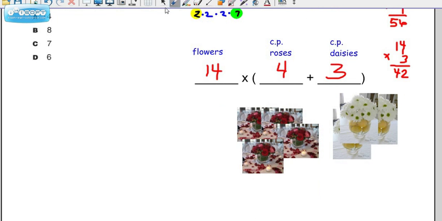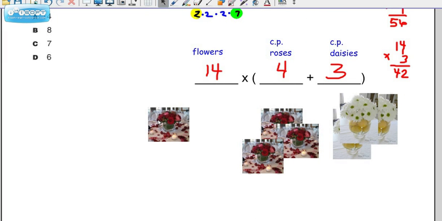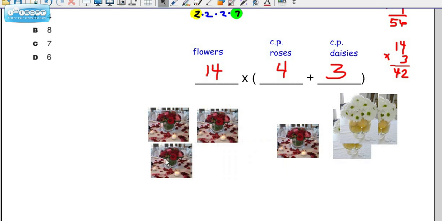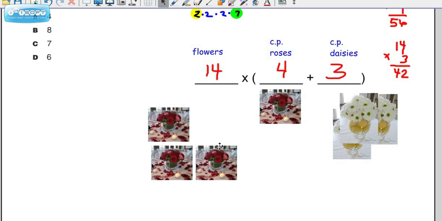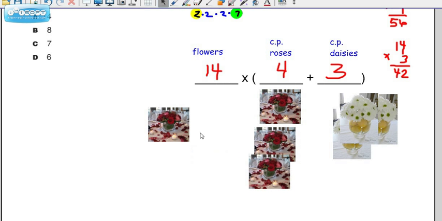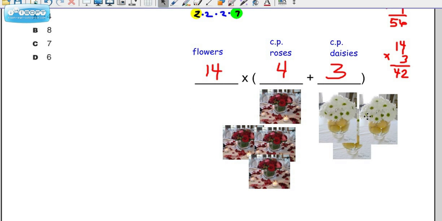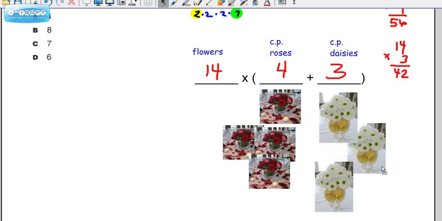Now let's visualize this. So that means pretend there's 14 flowers. I don't know if there actually are, but let's just pretend for the sake of understanding the problem that there are 14 roses inside there. We're going to have 4 of those. That represents this. Actually, I should probably move that over here. And then we're going to have 3 of the daisy displays and pretend that there's 14 flowers in there.